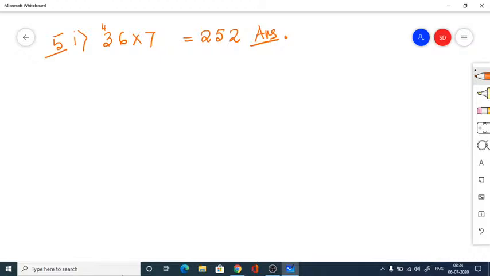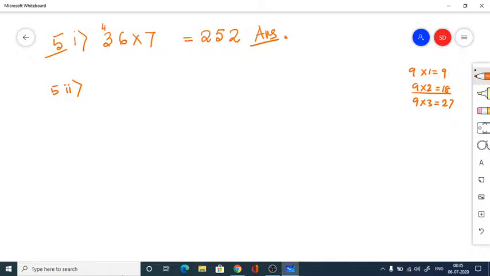Question number 5 subpart 2. The even multiples of 9 less than 100. Even multiples. So for 9 you have odd multiples and even multiples both. So you have to write only the even ones. So that means now you know that 9 ones are 9. 9 twos are 18. Again 9 threes are 27. So these are the even multiples.